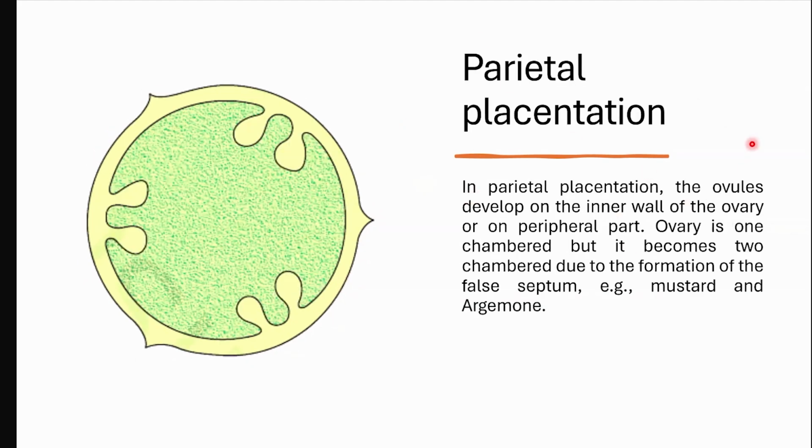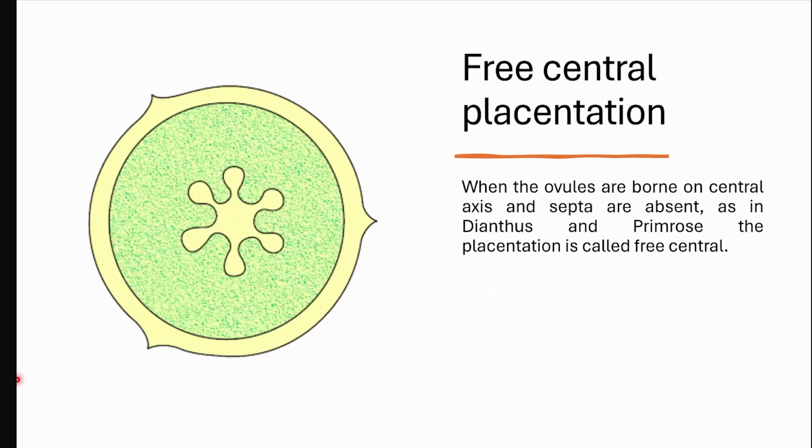Then we come to parietal placentation. This is the placenta, and you can see the ovules develop on the inner walls of the ovary or on the peripheral part. This is the inner wall of the ovary or this is the peripheral part. The ovary is one chambered, but it becomes two chambered due to formation of a false septum. So this is kind of like a false septum. Examples of these are mustard, Argemone, etc.